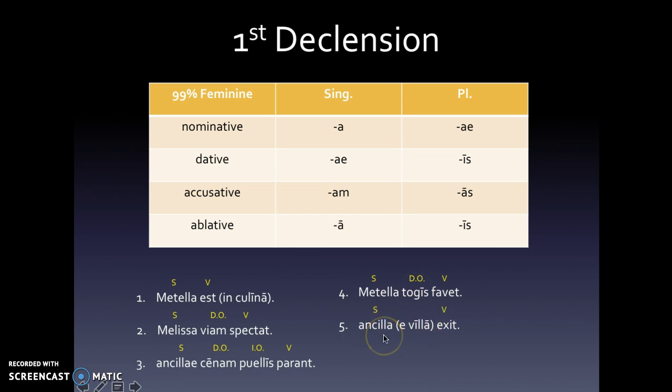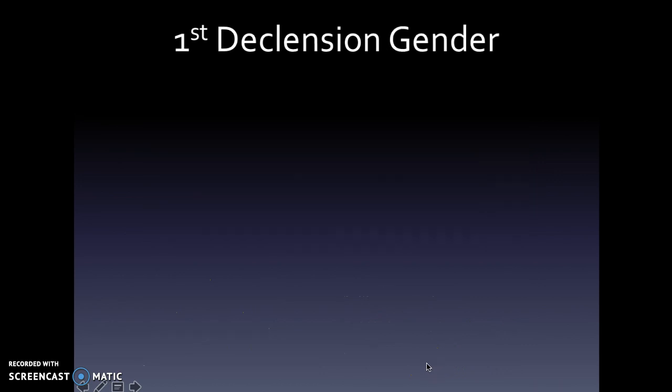Puella is nominative, so she's our subject. Via is ablative, going with our preposition, so I have it in parentheses to kind of make it stand out. Puella ad tabernam ambulat. Puella is our subject. Ambulat is our verb. Tabernam is accusative, but it's part of a prep phrase.